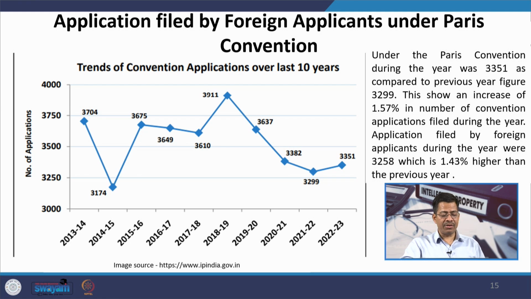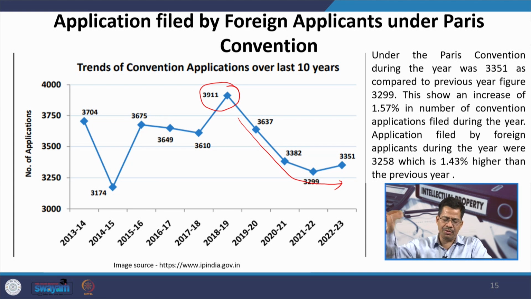But the Paris Convention is also there, and you can see how Paris Convention applications are moving in India. In 2013-14, India had around 3,700 applications under the Paris Convention, and only in 18-19 there was a surge in this number of applications, but continuously these numbers are declining. It is because people have got more interested in PCT, because now people are understanding that PCT is a better way, and therefore you can see that the trend of PCT is continuously improving.